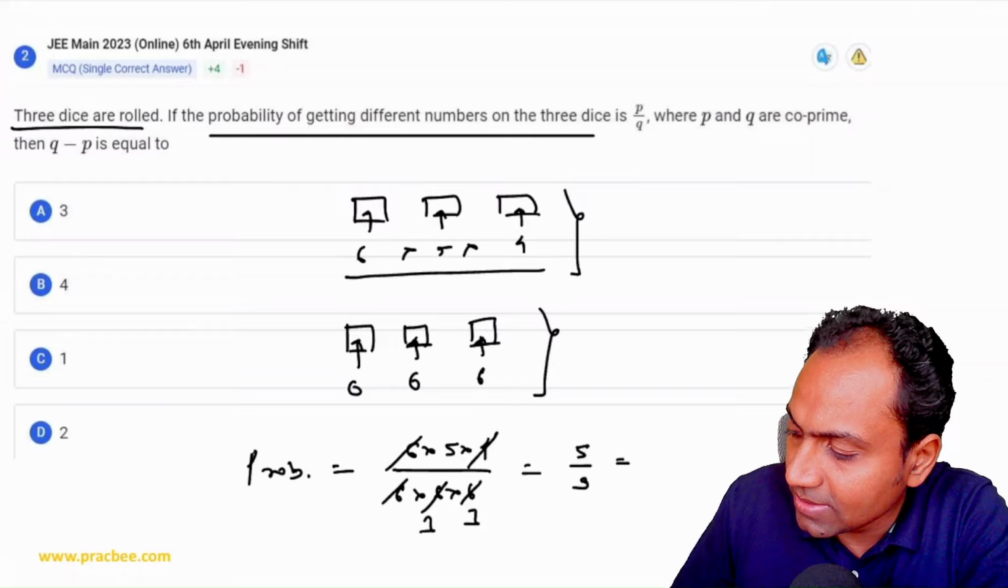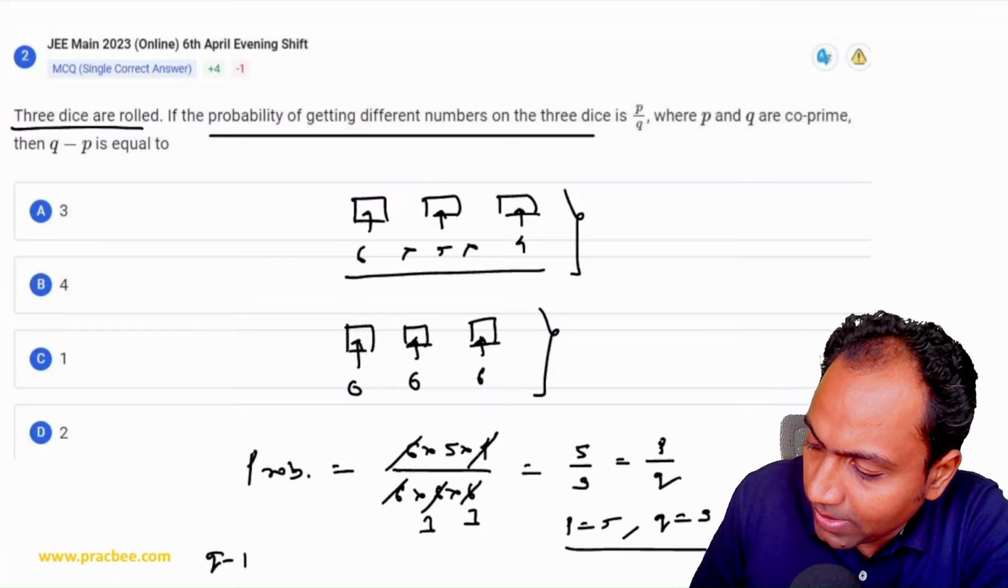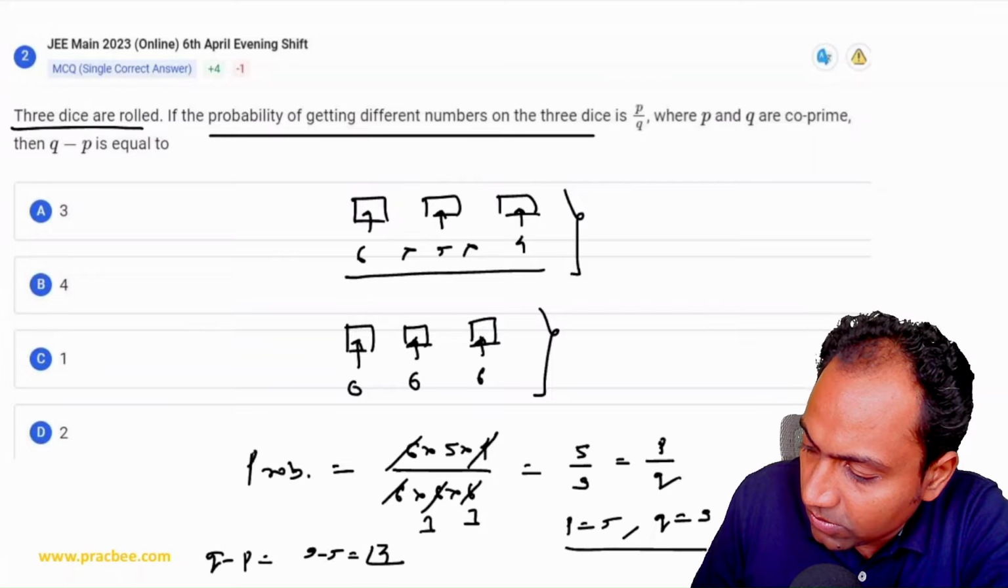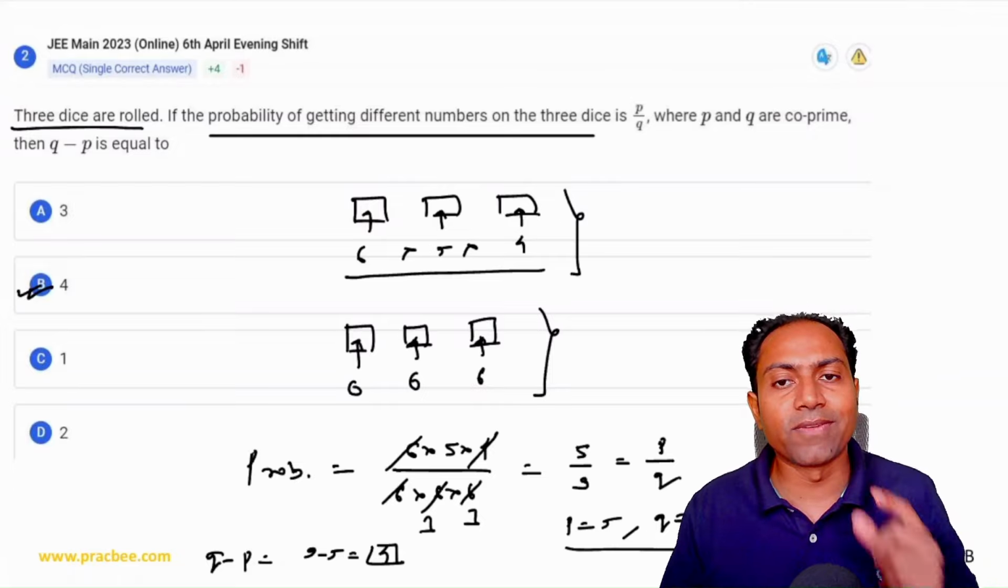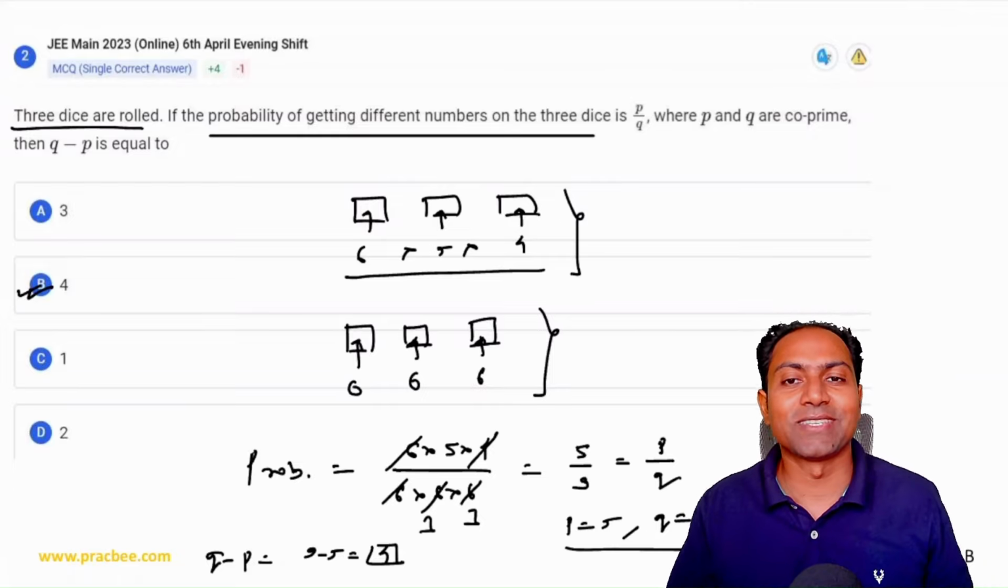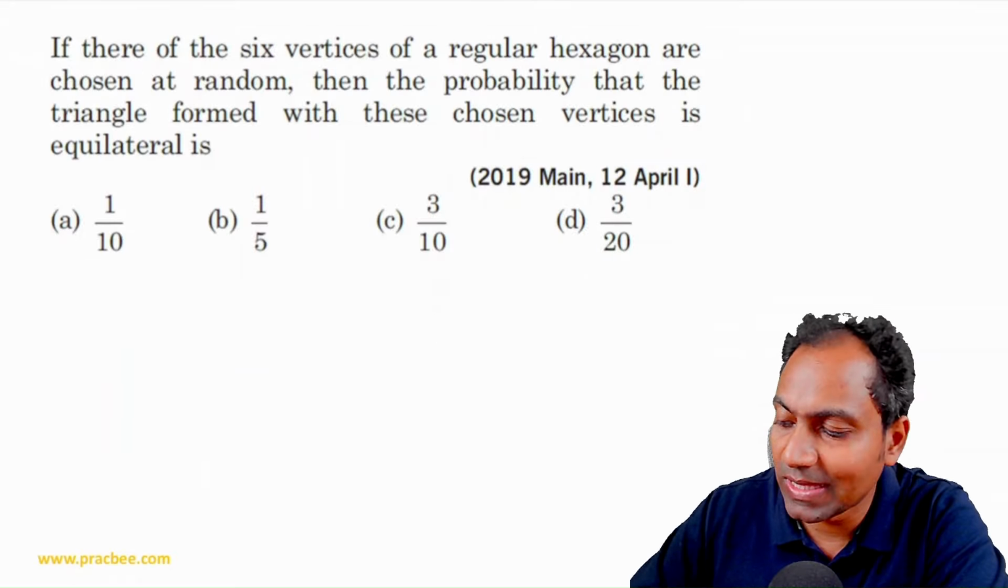What they're saying is this is equal to P by Q. So here P is nothing but 5 and Q is nothing but 9. So Q minus P will be equal to 9 minus 5, that is nothing but 4. So you can see that option B comes out to be true. So what we have done again is we have figured out the favorable cases and total number of cases using P and C.